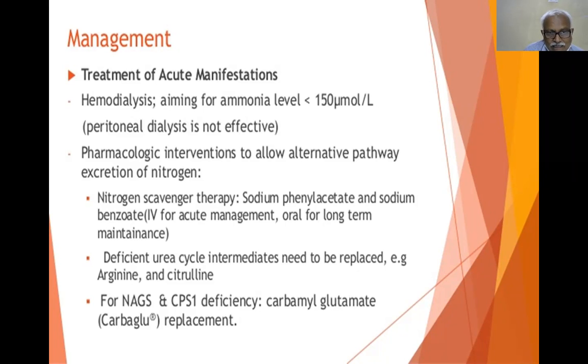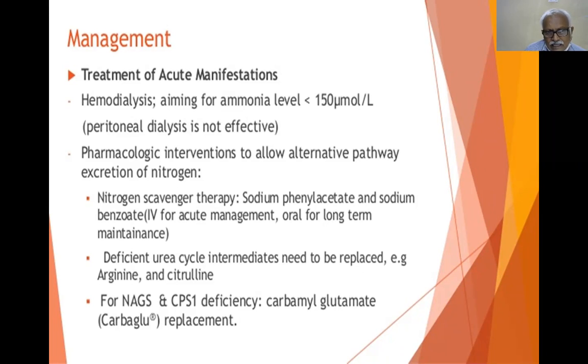So deficient urea cycle intermediates need to be replaced, like arginine and citrulline. This is the easiest. You can get a sachet of arginine. Arginine sachets we can buy in the market. Of course, 16 rupees and 25 rupees for one sachet. Of course, the life is saved at the cost of this medicine. This treatment is cost effective.